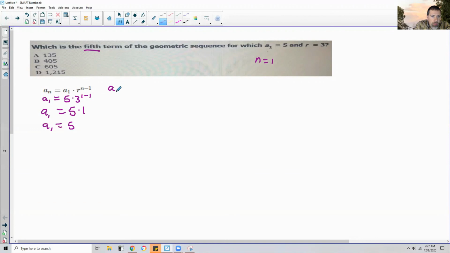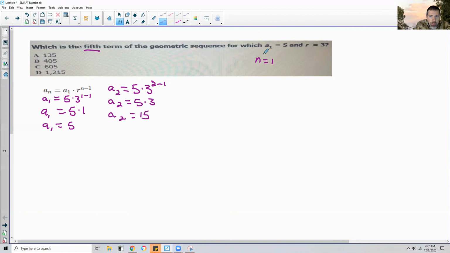So a sub 2 is going to equal my a sub 1 times my common ratio to the power of n, which in this case is 2, minus 1, which is 1. So my second term is going to be 5 times 3 to the 2 minus 1 is 1, which is just simply 3. So a sub 2 equals 15.